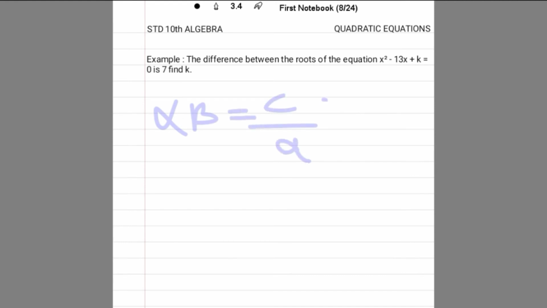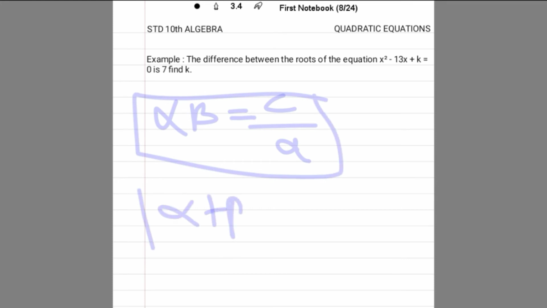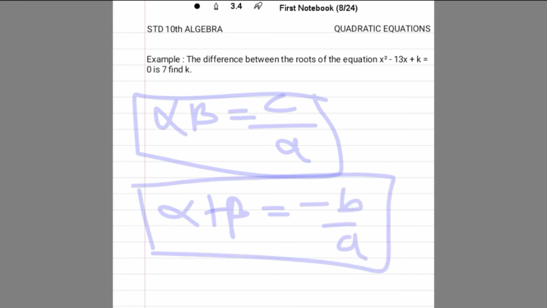Now what we get is two relations from that, that is alpha plus beta is equal to minus b by a, and alpha into beta is equal to c by a. So these are the two relations we get between the roots and coefficients of the quadratic equation, and we use them for solving the sums further.